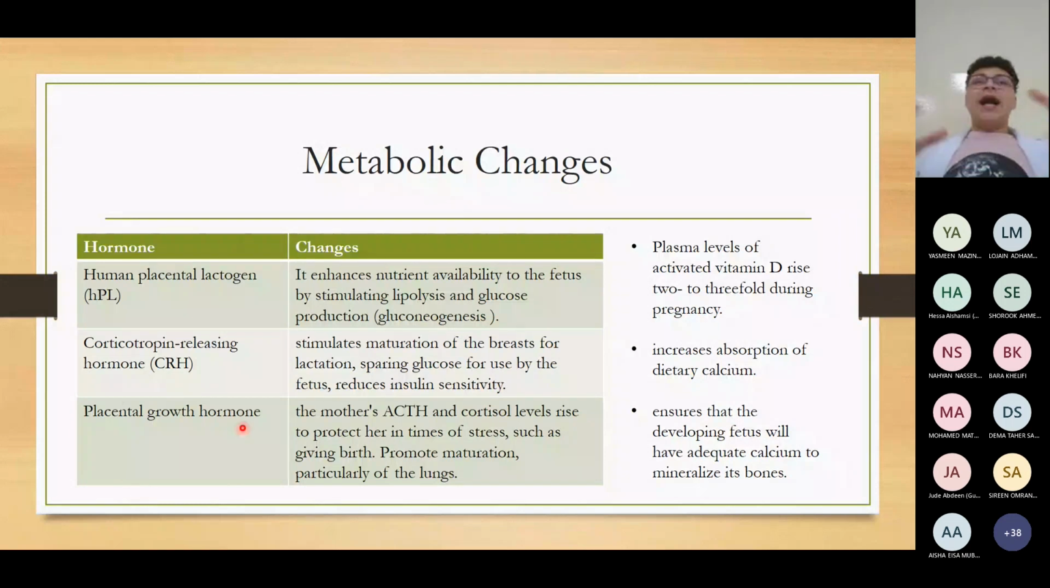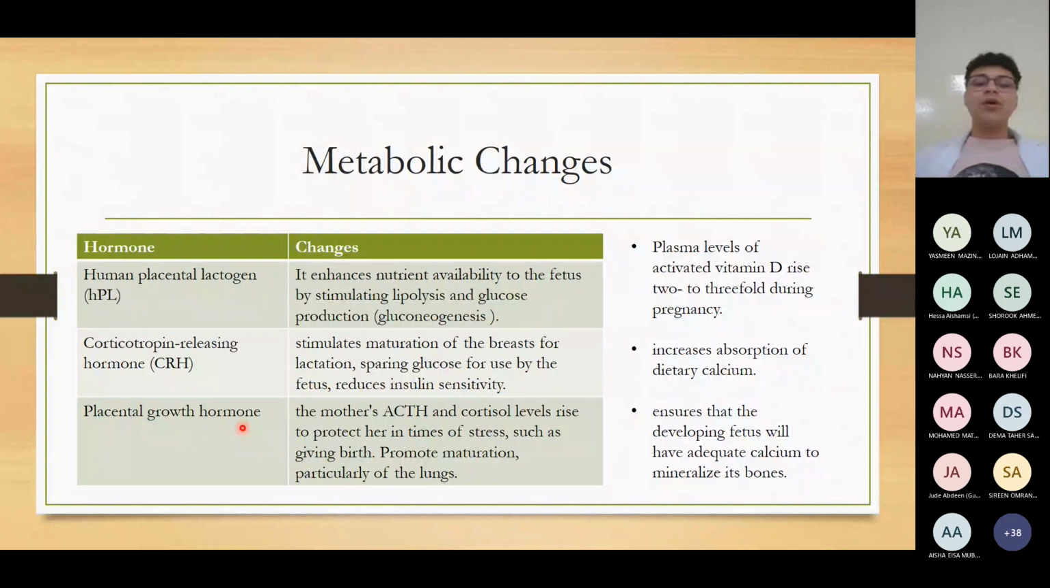Placental growth hormone. As we know, in a normal human being, we have the growth hormone that's important for the development of the human. Whenever a lady becomes pregnant, this growth hormone is suppressed. We have another hormone that plays the role of the growth hormone. We call it the placental growth hormone. So basically, this placental growth hormone is very important for the maturation of the baby. It helps in the maturation of the baby. And also, you need to remember that whenever the lady is giving delivery, we have a lot of stress. So the placental growth hormone protects the mother from this kind of stress.